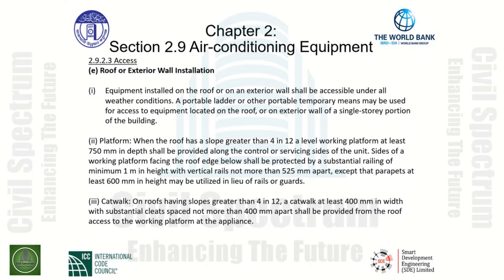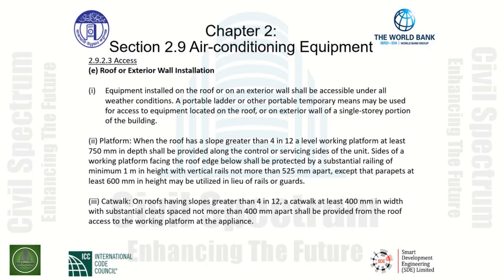Section 2.9.2.3, item E, gives us the requirement for access regarding roof or exterior wall installations. Item E1 indicates equipment installed on the roof or on an exterior wall shall be accessible under all weather conditions. A portable ladder or other portable temporary means may be used for access to equipment located on the roof or on exterior wall of a single-story portion of the building.